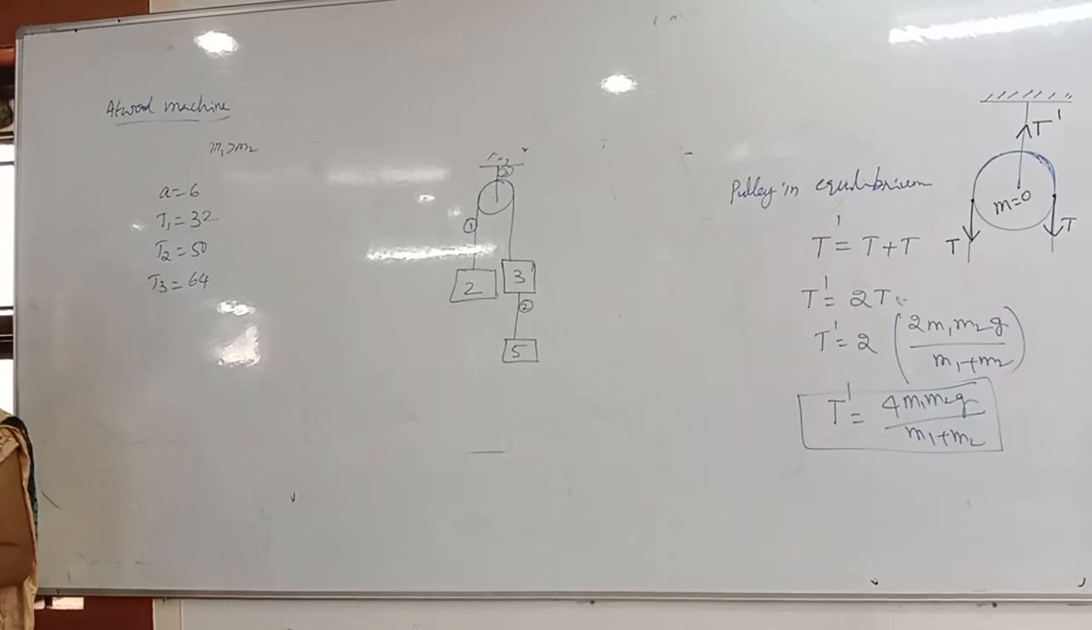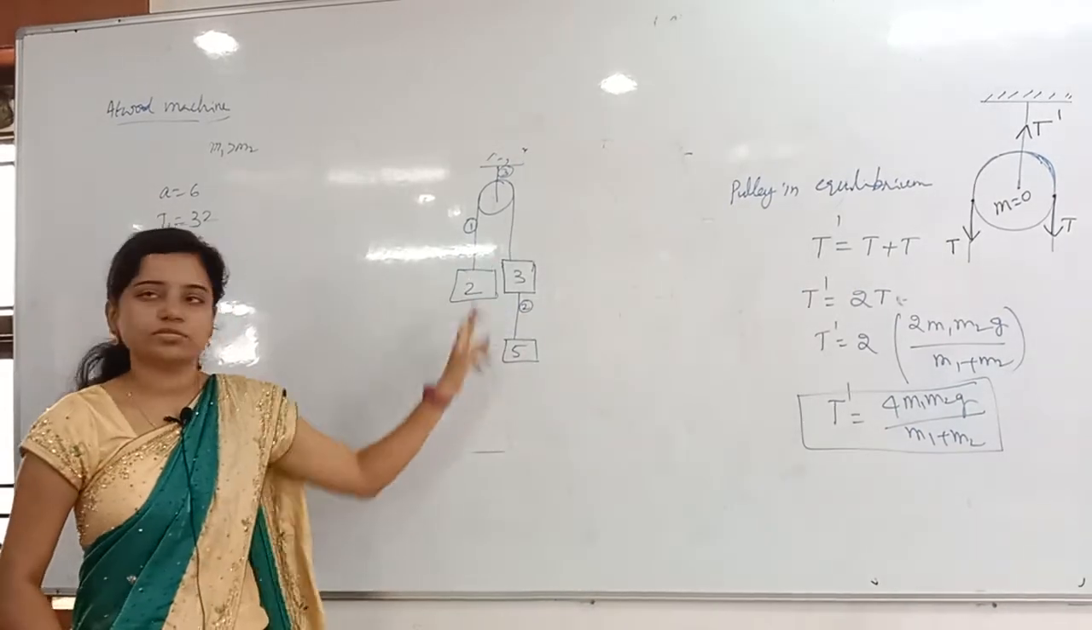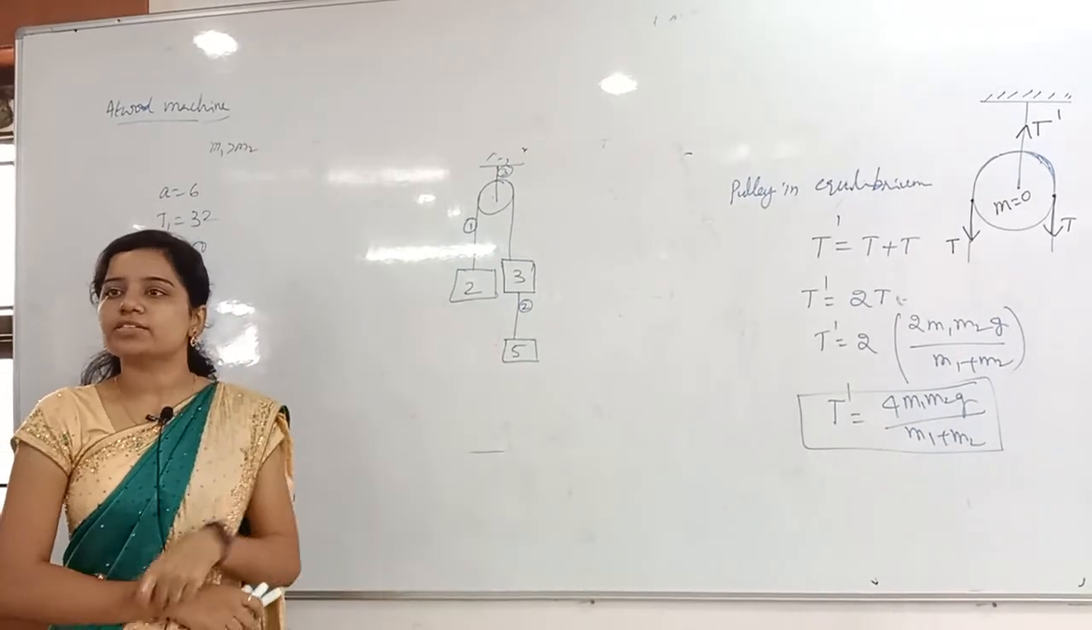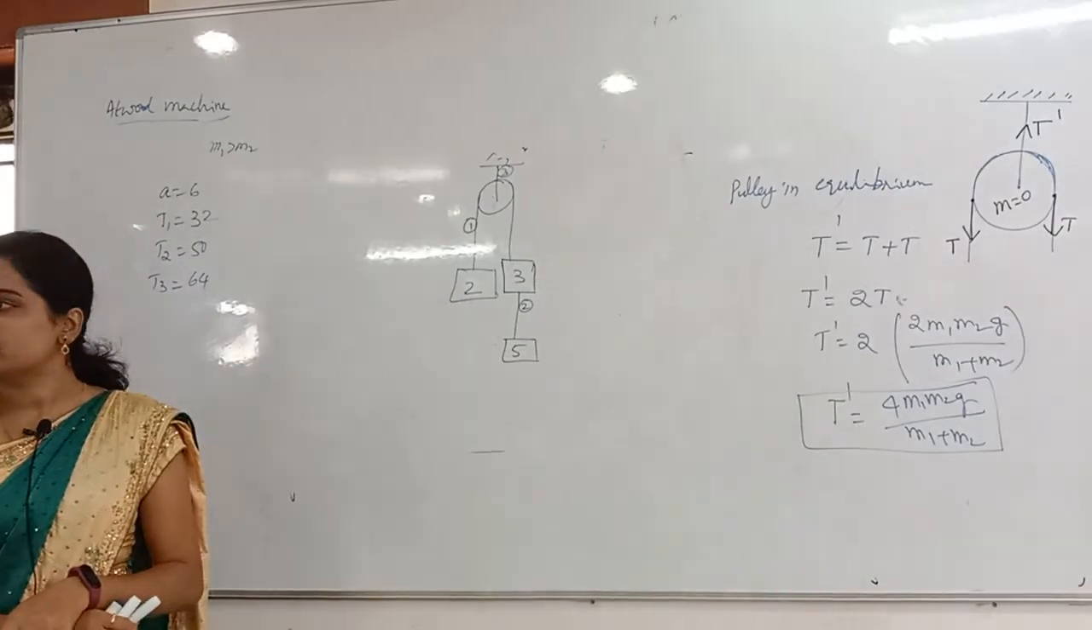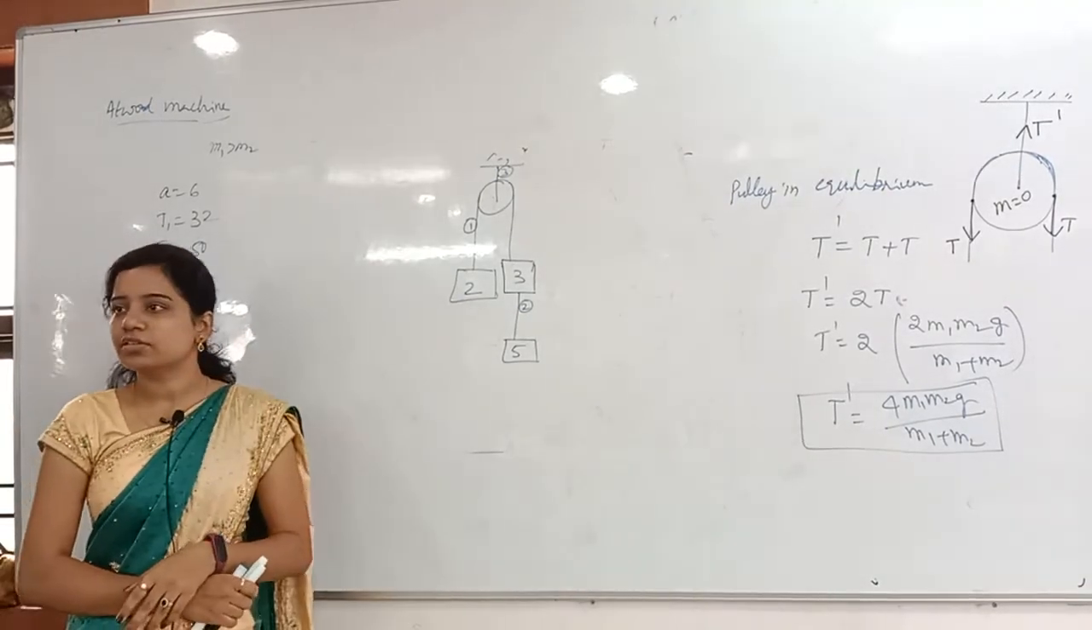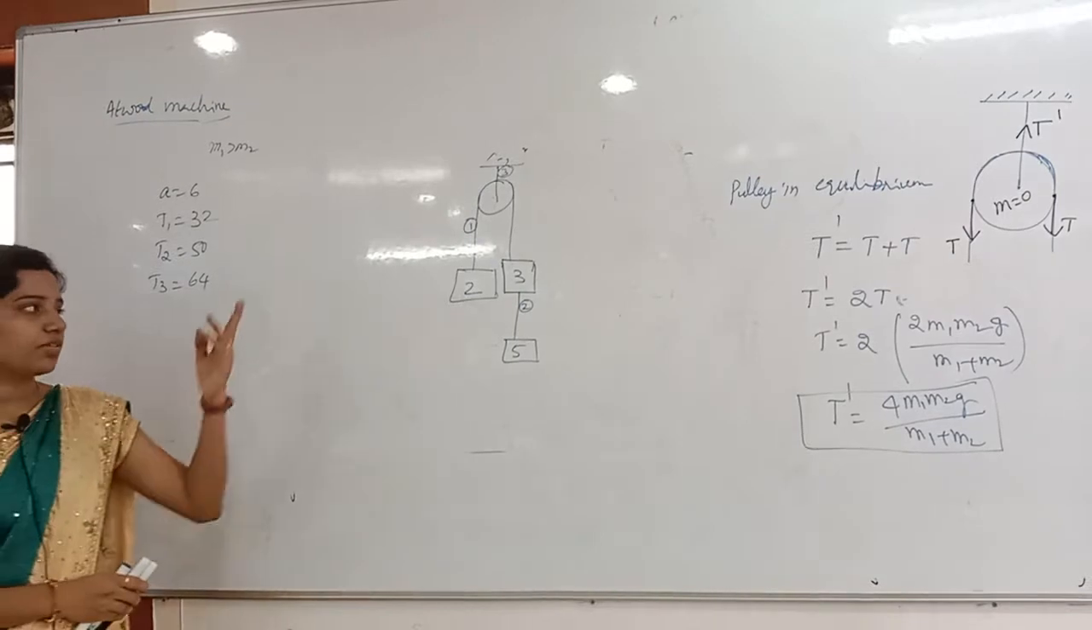The easiest method is to consider these two as one block only. Then only you can get the acceleration. Otherwise you cannot get that. Why? Because you will form 3 equations there. I think 4 unknowns will be there for you.